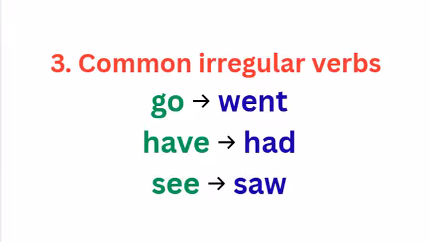Here, common irregular verbs are here. Go, went, have, had, see, saw. Go, have, see are the verbs which we use in the present tense. Went, had, saw, we use in the past tense. We will see some examples here.